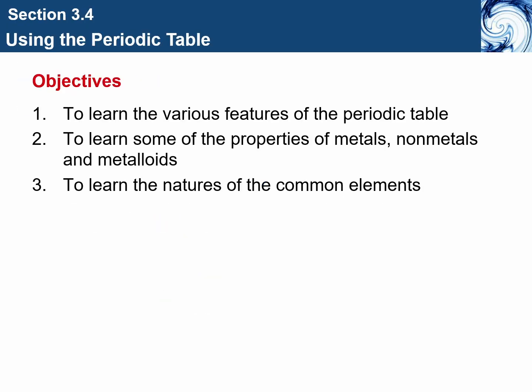3.4 will focus on using our periodic tables. First, we will learn the major features of our periodic table, including the order of the elements and the meaning of the rows and the columns. Second, we will compare the general properties of metals, nonmetals, and metalloids. Their location on the periodic table helps us predict how they behave. Third, we will examine the natural forms of several common elements. Some elements are found as individual atoms, while some of them are found in pairs called diatomic molecules.